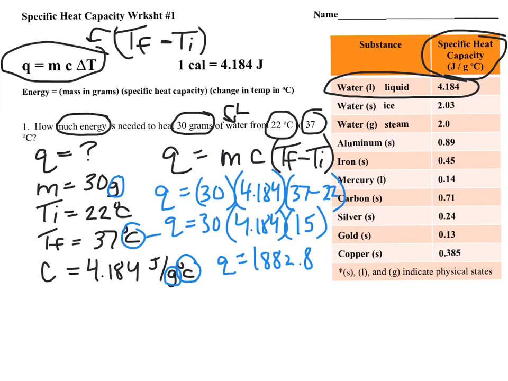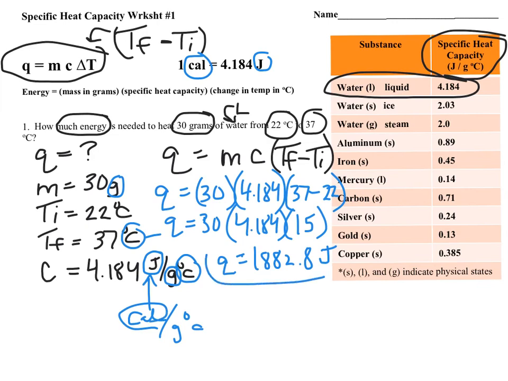Well, for energy, we know that energy is usually either in calories or joules. Since my specific heat capacity had joules in it, this answer is going to be in joules. You can find specific heat capacities that are in calories per gram degree Celsius, and if that were the case, your answer would have been in calories. But in this case, you ended up with 1,882.8 joules for your first one. All right? So remember, heat and energy can be used interchangeably. They both stand for the letter Q.